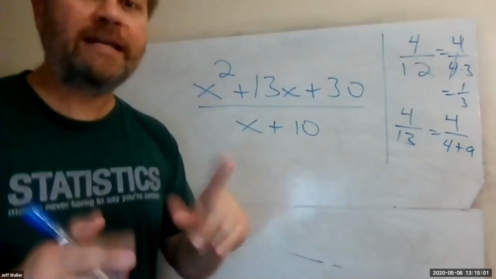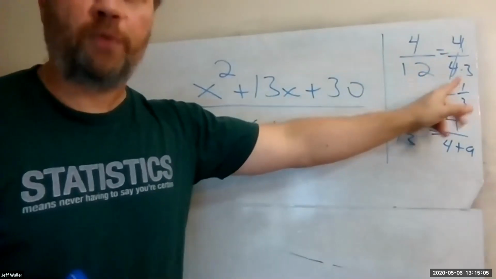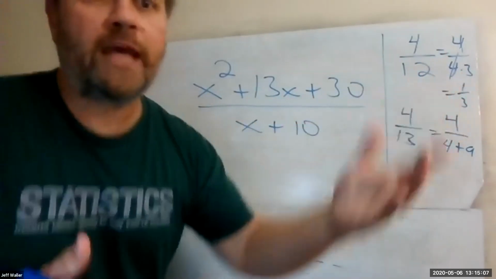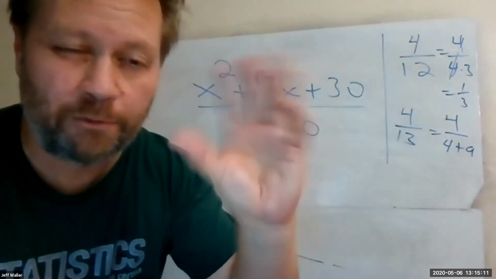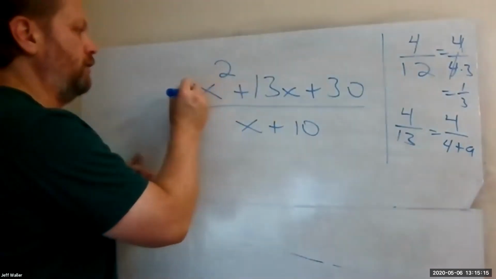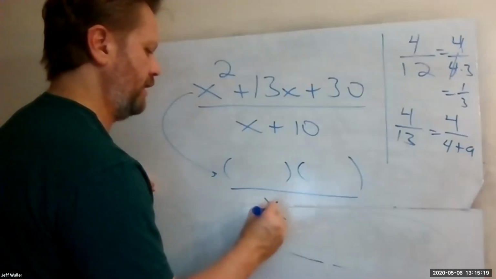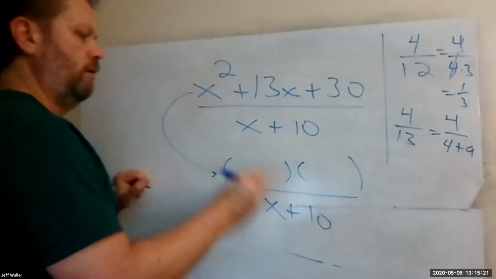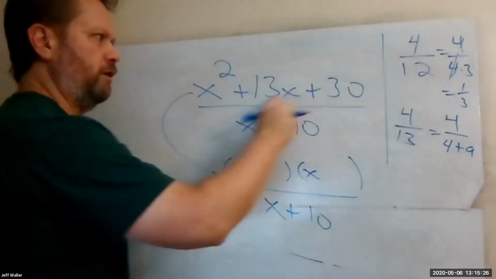So what can I do? The same thing I did over here. What did I do over here? I factored 12. Now, do we have to do that with numbers? No, because we can normally do that in our head without even realizing we're doing that. But here, how do I factor the top? Because the bottom I can't do anything with. Multiply to 30, add to be 13. 10 and 3. 10 and 3.